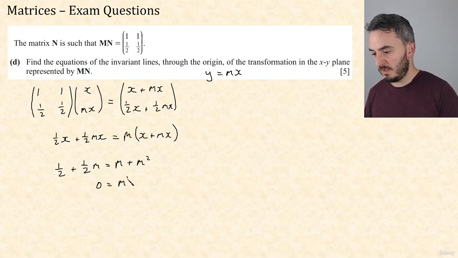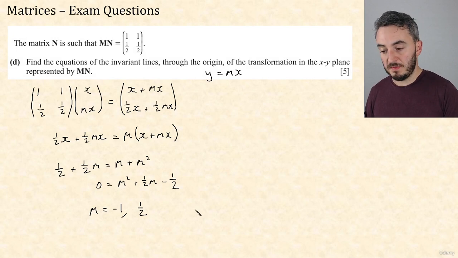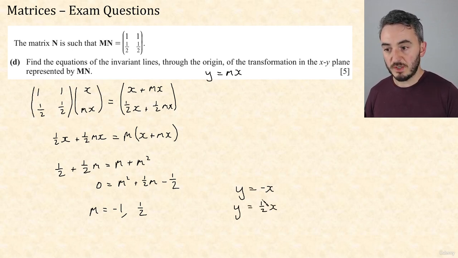So we've got m squared plus half m minus a half, and there's our quadratic to solve. Now, solving that any way you like, you get m equals minus 1 and a half, which means that the two lines, and therefore the two invariant lines, are y equals minus x and y equals half x. And these are the equations of our two invariant lines through the origin.